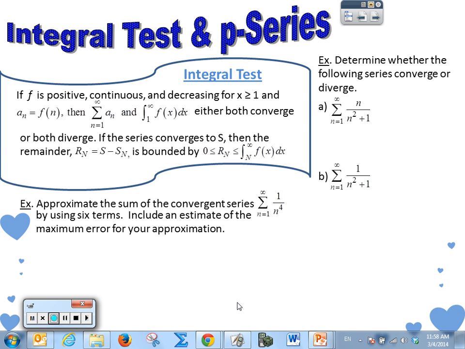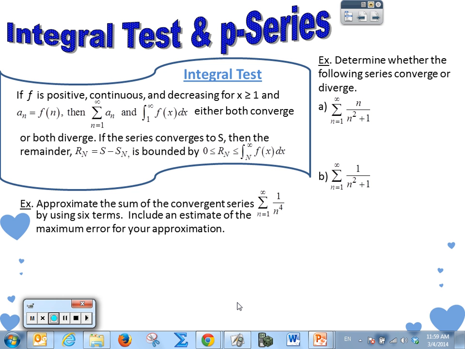Okay, let's take a look at our lesson for today. So far, we have learned 3 of the 10 tests. Just to remind you where we are, we are going to learn 2 more today. We're going to learn the integral test and P-series, so we'll be halfway through all of the tests after today.